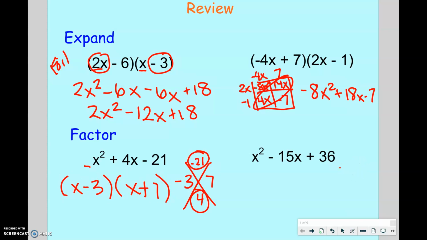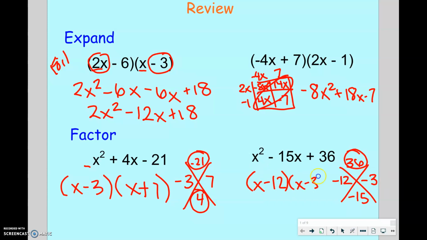Same deal over here. I'm thinking what two numbers multiply to be 36 and add to be negative 15? It would have to be two negatives in order for this to be a positive when multiplied and a negative when I add them. And when I think about factors of 36, what I think of would be a 12 and a 3 in order to get that negative 15. So x minus 12 and x minus 3.